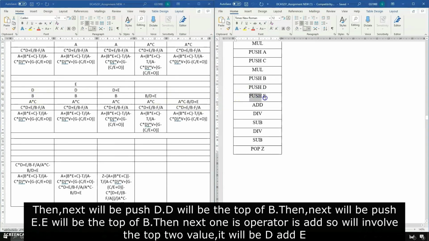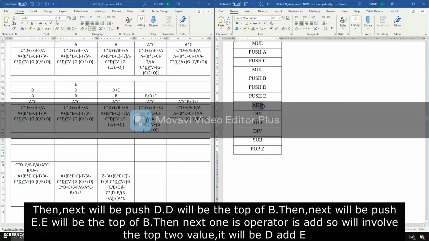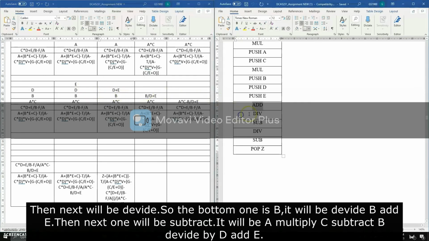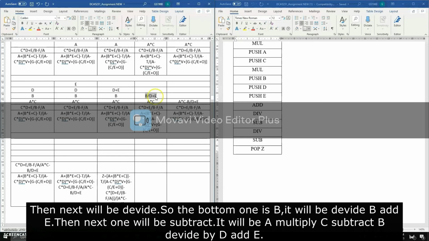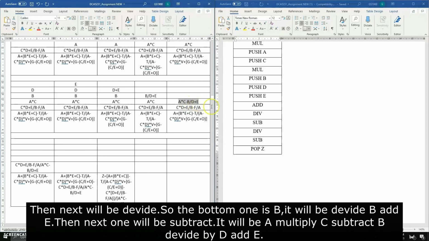Then next will be push E. E will be on the top of D. The next one is operator add. So it will involve the top two values. It will be D add E. The next will be divide. So the bottom one is B, so it will be B divide by D add E. The next one will be subtract. It will be AC subtract B divided by D add E.